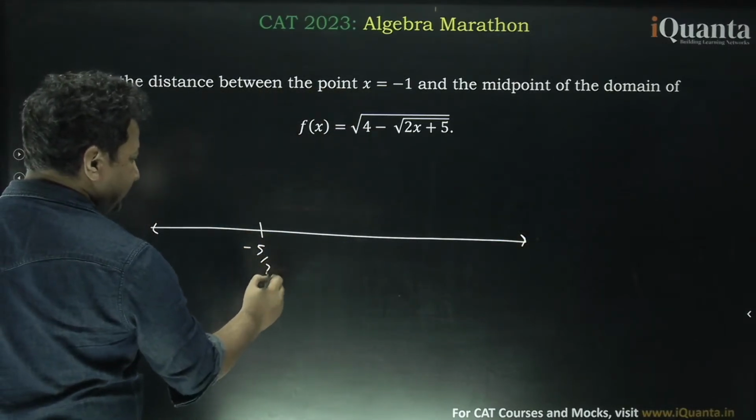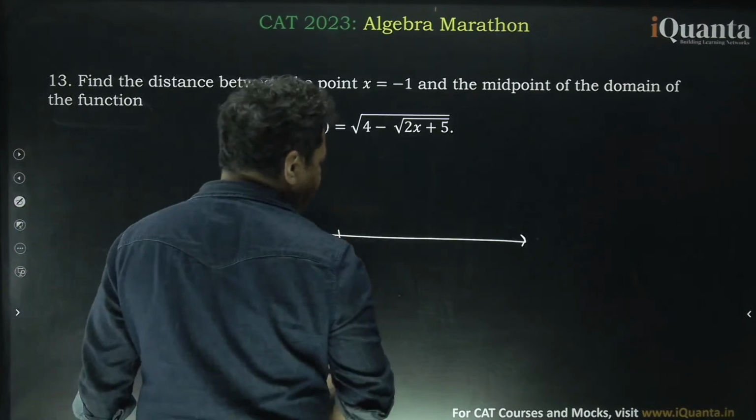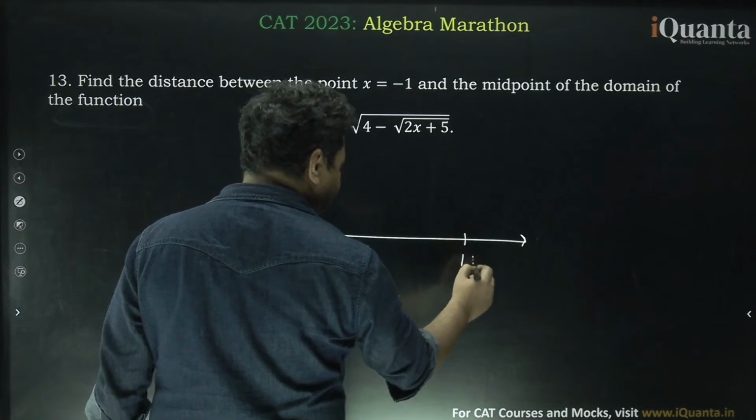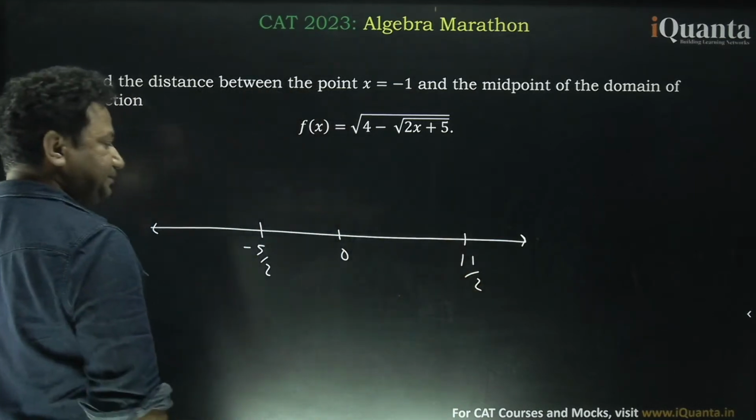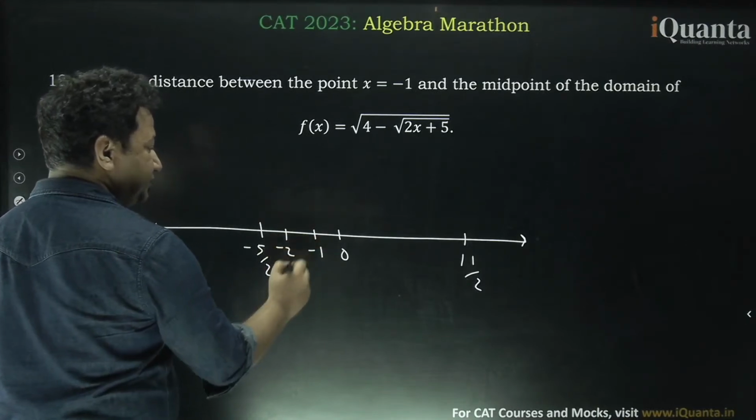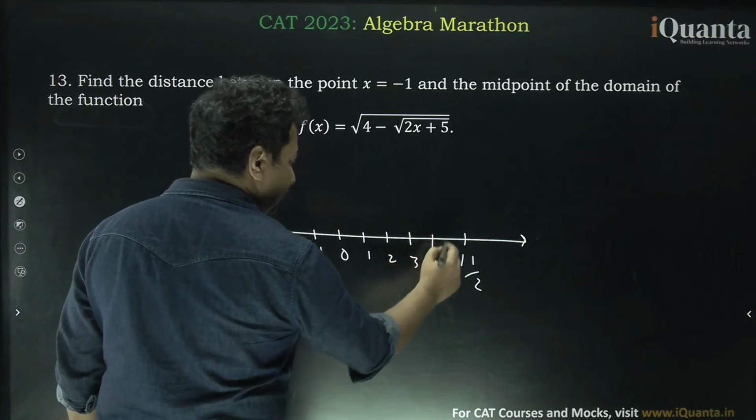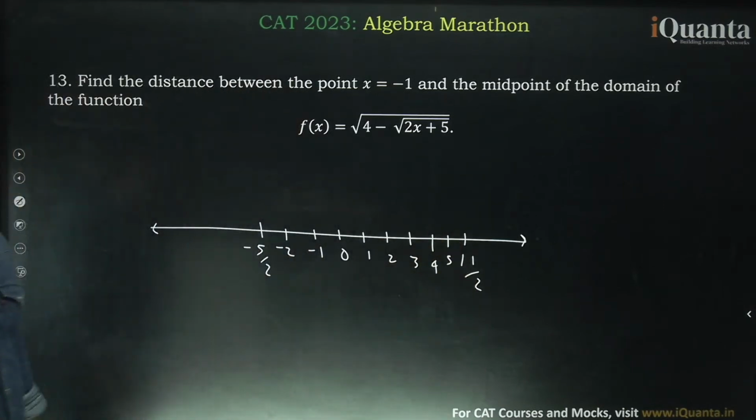This is minus 5 by 2, 0. This is 11 by 2. Okay. This is minus 1, this is minus 2. 1, 2, 3, 4, 5. अब क्लियर हो जाएगा सबको.